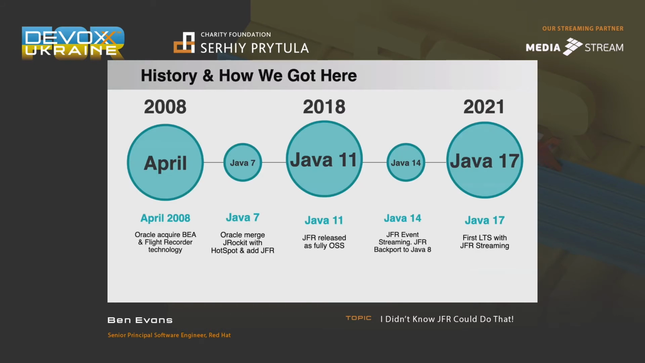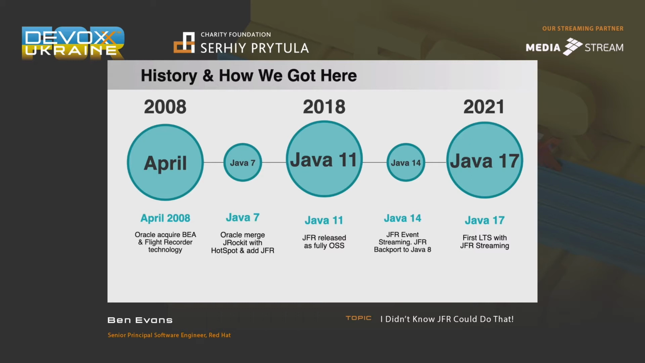It goes all the way back to BEA Systems and Oracle when they acquired that company in 2008. The first version of the flight recorder technology came along with it. Oracle then released Java 7 and merged JRocket and Hotspot to a certain extent, and added the JFR technology to Hotspot. Skipping forward another bunch of years to 2018, JFR was finally released as fully open source and ported into the OpenJDK fully.